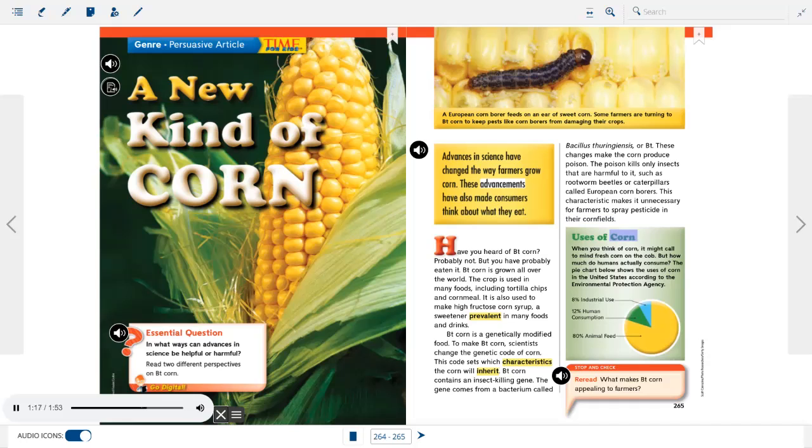Uses of corn. When you think of corn, it might call to mind fresh corn on the cob, but how much do humans actually consume? The pie chart below shows the uses of corn in the United States according to the Environmental Protection Agency. 8% industrial use, 12% human consumption, 80% animal feed. A European corn borer feeds on an ear of sweet corn. Some farmers are turning to Bt corn to keep pests like corn borers from damaging their crops.